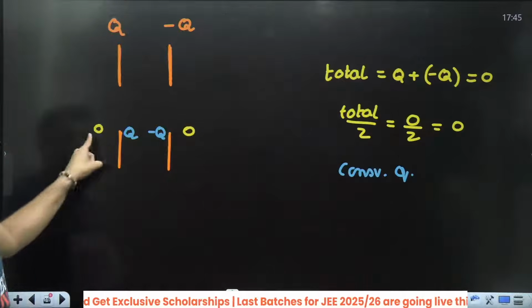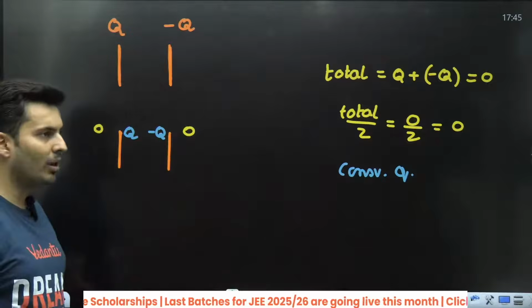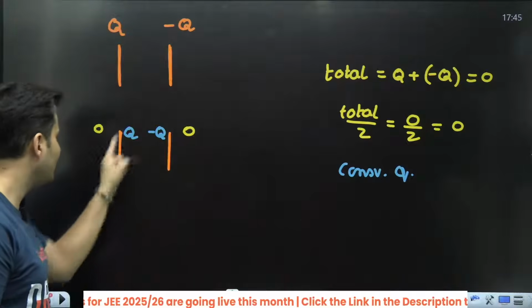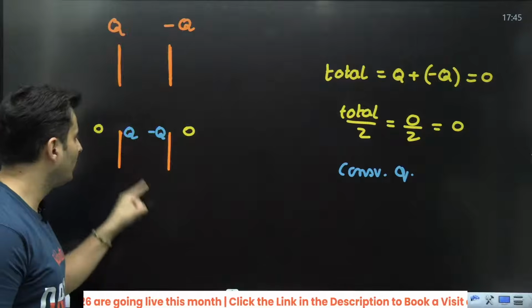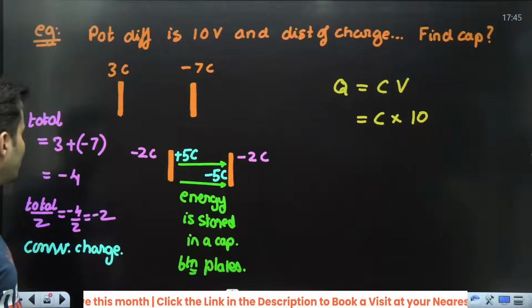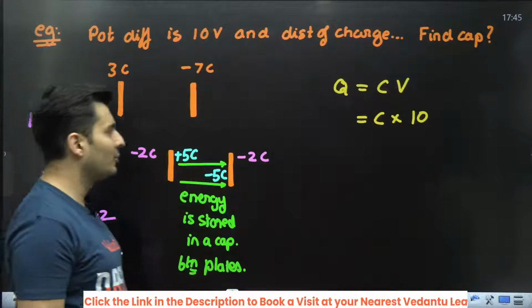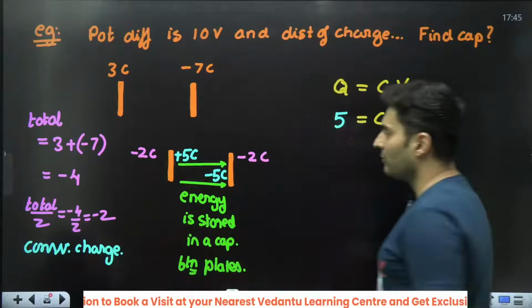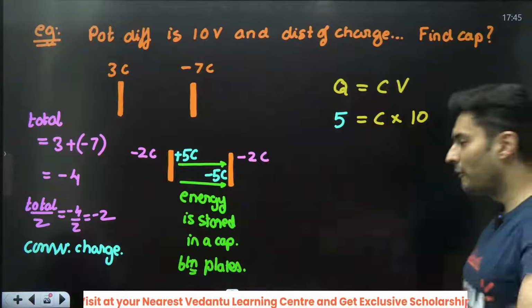Just look over here. This outer charge was 0. You never bothered about it. You are only bothered about this because the field is because of these two charges. The field is there between these two plates. So this is the charge which you should consider, my dear students. Hence the charge on the capacitor is 5.